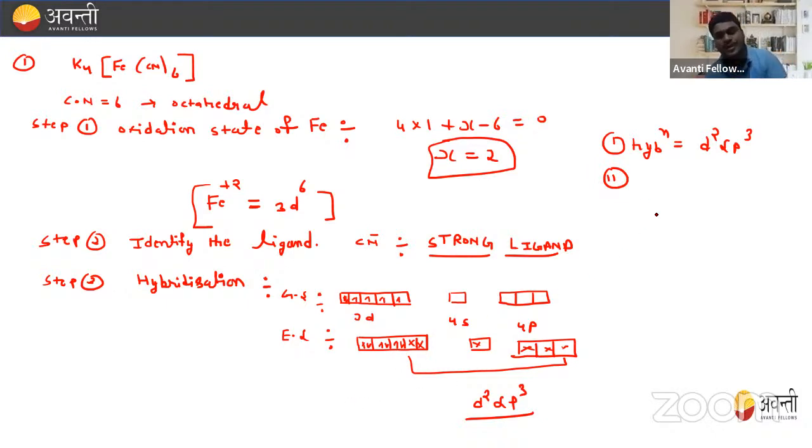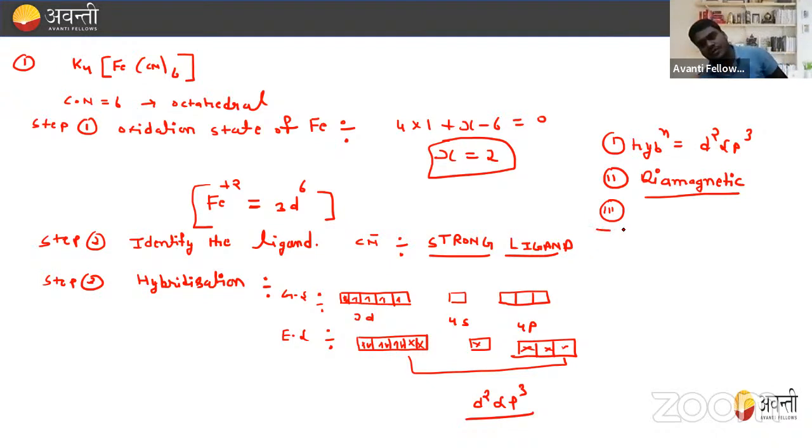Now, the second most important thing is whether it is paramagnetic or diamagnetic. So if there is no unpaired electron now, it means it is diamagnetic, right? So it is diamagnetic in nature. Always remember this. Okay. So the first is hybridization, that is d2sp3, and the next is that it is diamagnetic.